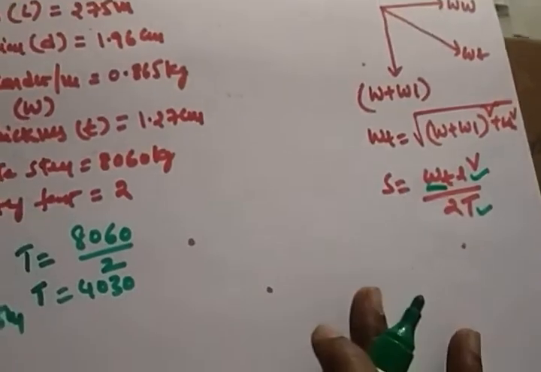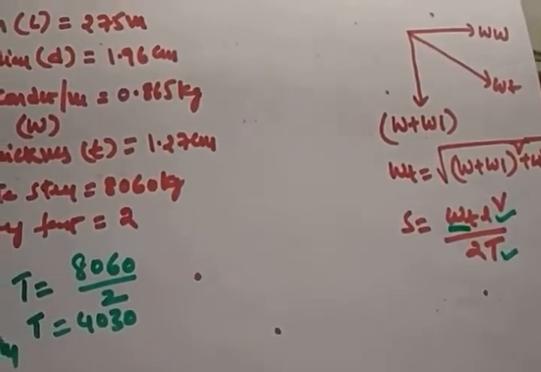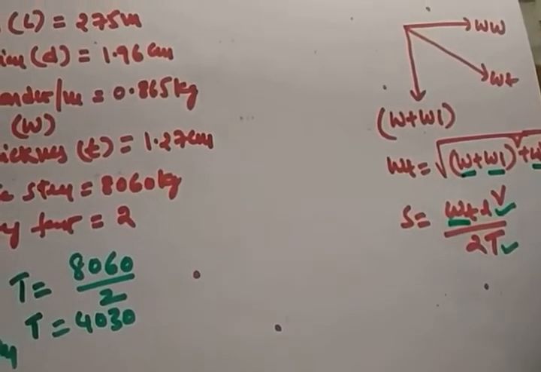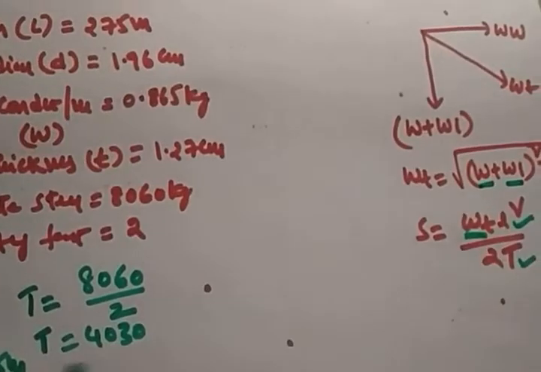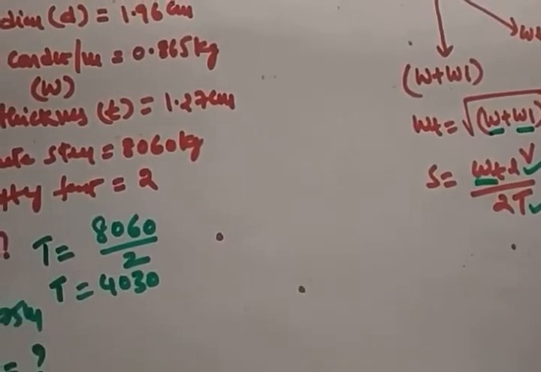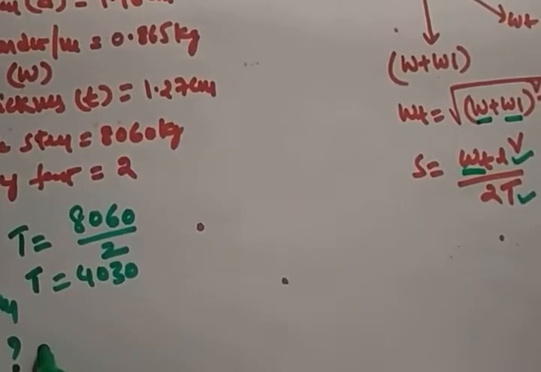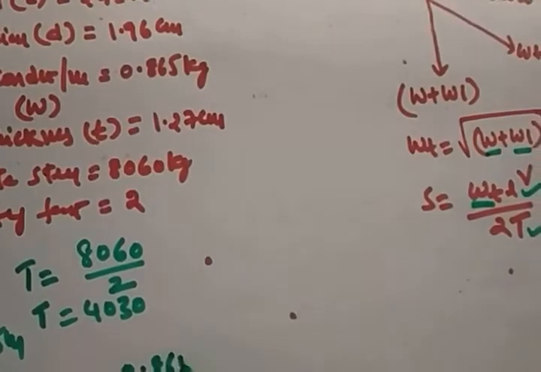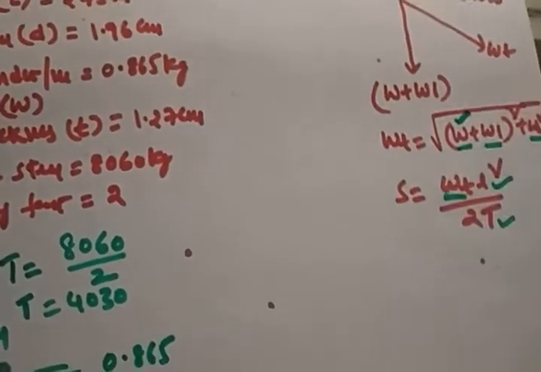This is a very, very tough question. So you have to calculate WT. WW is there, Wi is there, W is there. So for this, first you will get the W value, the weight of the conductor. They directly give the weight of the conductor per unit length, 0.865. So the weight of the conductor is also over.